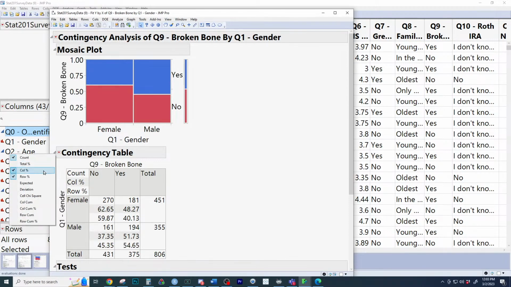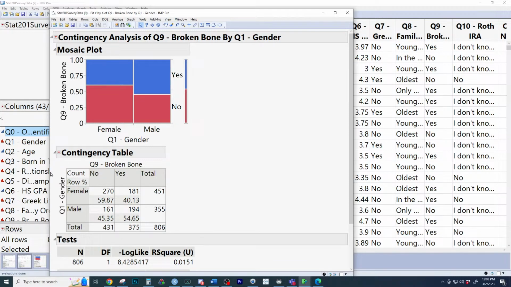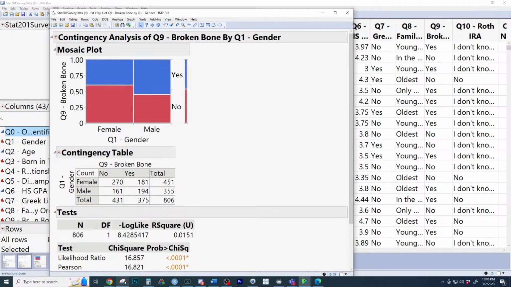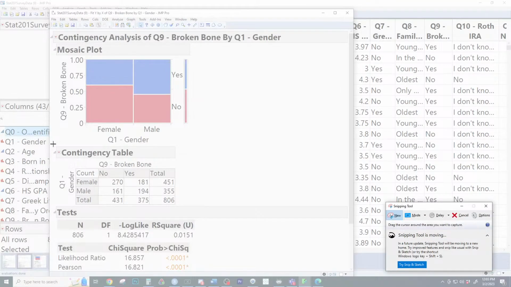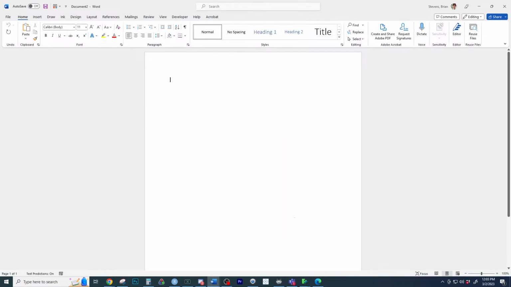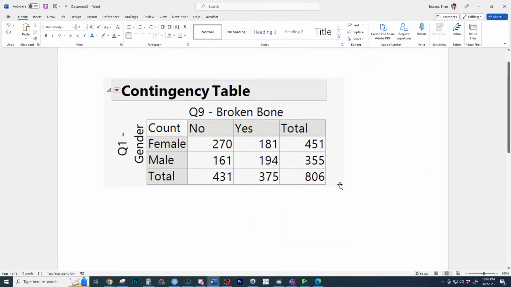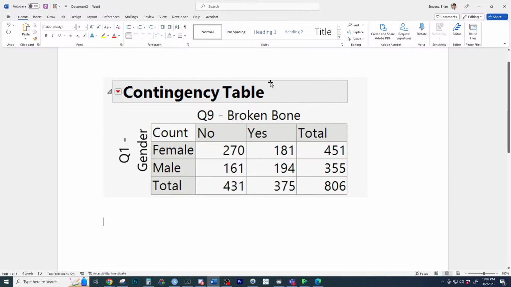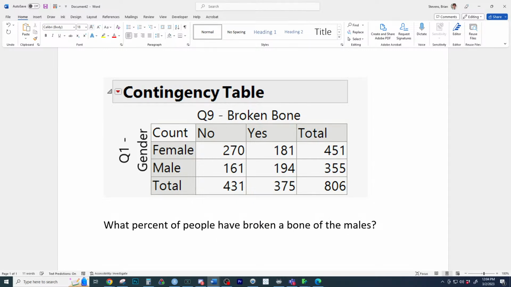What percent of people have broken a bone of the males? So what percent of people have broken a bone of the males? So what would that be right there, Will? How would we find that mathematically?